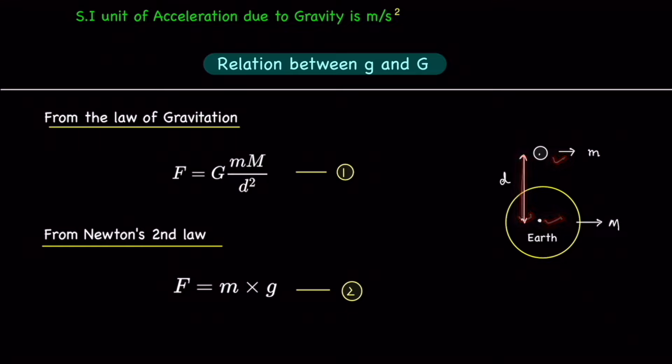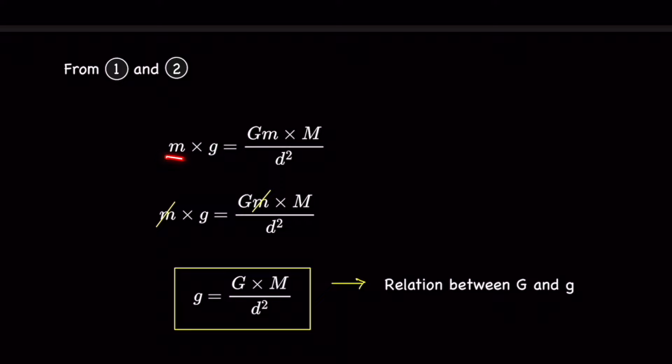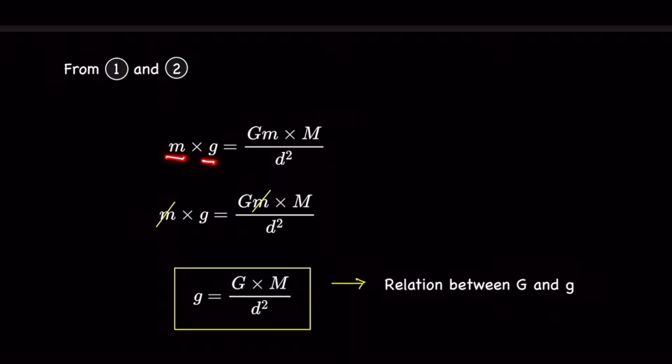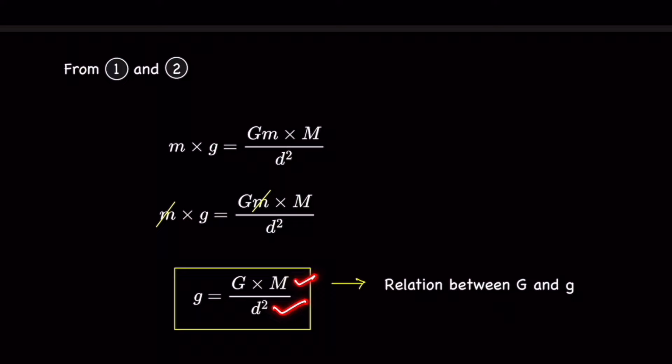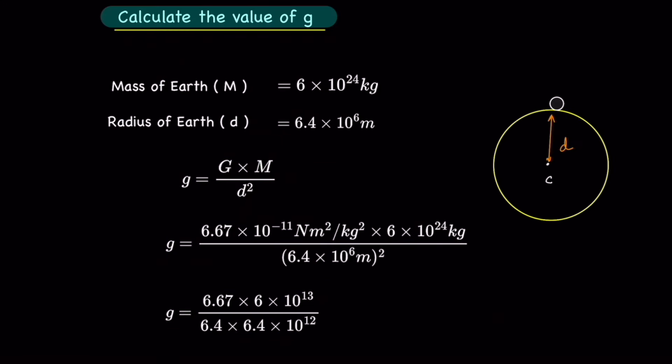So from relation first and second, we can say that a small m into g, which is the force, is equal to capital G, a small m, capital M by d square. A small m gets cancelled. So a small g is equal to capital G, capital M by d square. So this is the relation between a small g and capital G. Let's see how to calculate the value of a small g on Earth.